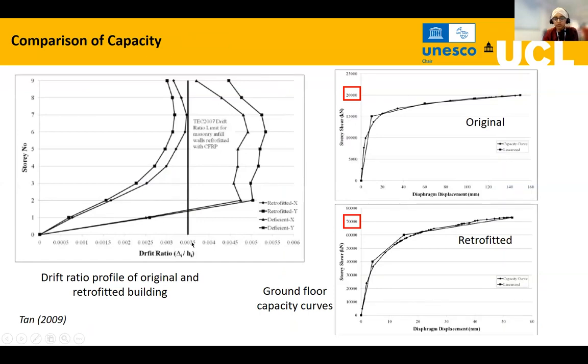Because this was also studied analytically, it was seen that the unretrofitted building, which had a heavy deformation in the ground floor, was able to restrain the deformation within the code limits of TEC 2007 through this retrofit technique. And the capacity curves obtained from the original and the retrofitted cases suggest an improvement in capacity up to 3 times, 3-folds.